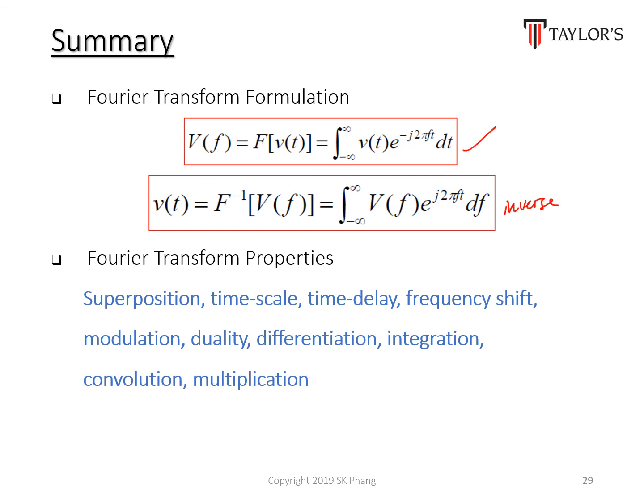And then we also learned the properties of the Fourier transform. The property that you really should take notes of is the convolution and multiplication property. It says that for any signals in the time domain, when they are convolved, let's say to y(t), it will be equivalent to multiplication in the frequency domain. And vice versa, if it is convolution in the frequency domain, then in the time domain it will be multiplication.